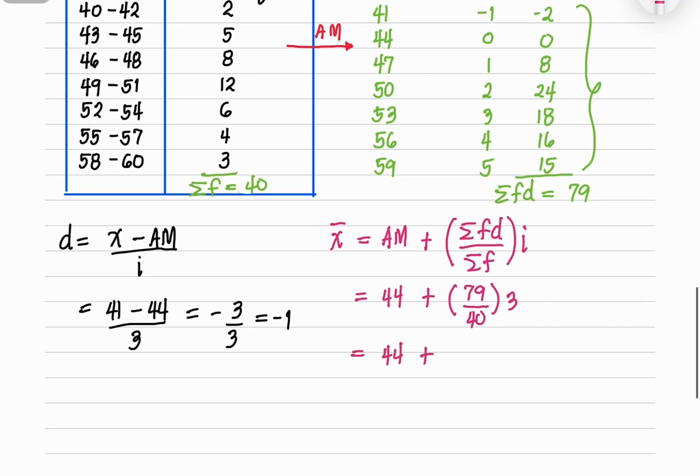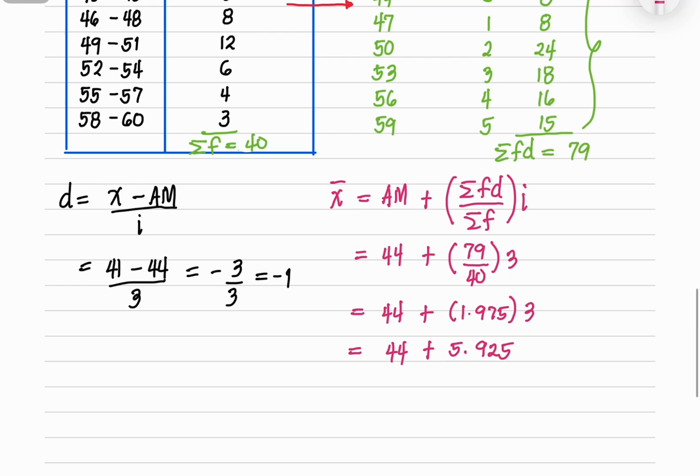Next, simplify natin yan. 44 plus, pag pinag-divide natin yung 79 divided by 40, that is equal to 1.975. Of course, we still have 3, so times 3 yan. So, simplify muna natin yon yung may parentheses. PEMDAS rule tayo. So, times 3 yan. 1.975 times 3, that gives us 5.925. And then, ipag-add natin to guys. Yan, ipag-add lang natin yan. So, that is equal to 49.925.